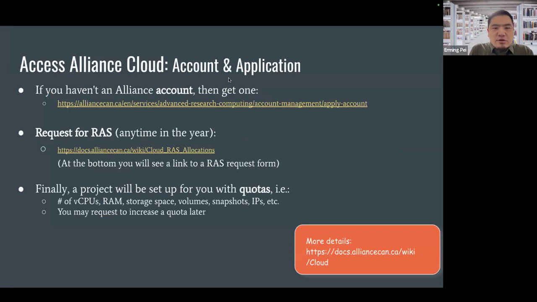This slide shows you how to apply for Alliance Cloud access. If you don't have the Alliance account, you click on this link, you can get one, and then you can apply for the cloud like a RAS. You can find a form from this link. But today you don't have to. We will give you guest accounts, so you can use the guest accounts to do things following me.